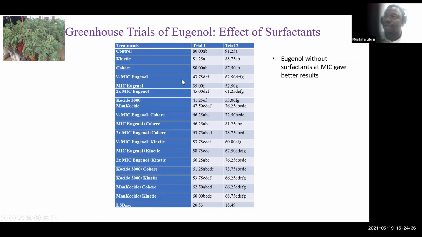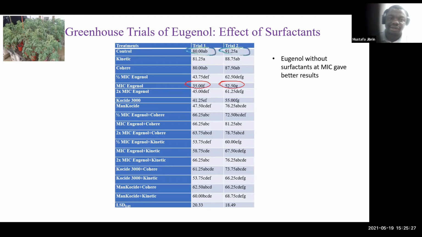So if you look at this place here, these are the surfactants, kinetic and cohere, and these are the eugenol treatment without any surfactants, and these are the eugenol treatment with different surfactants. What we found was that applying eugenol without surfactants gave you a better disease reduction than the control where you applied nothing, and also compared to other treatments where you have both eugenol and the surfactants in mixture. So in both trials, it was better not to mix eugenol with surfactants at their MIC levels.